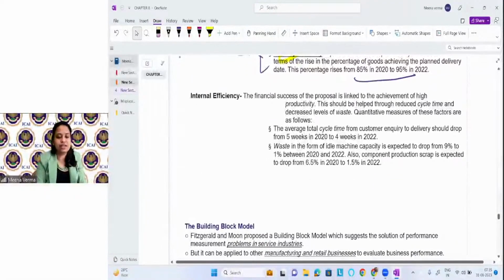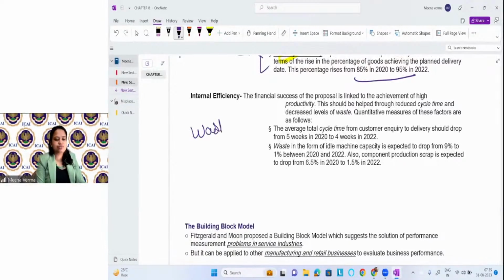Now, if you see internal efficiency, it will talk about reduction of waste. It will talk about improving the productivity, total cycle time. So you can see here, they have actually talked about the total cycle time, that it is improved. It is dropped, right? Waste, they are talking about the waste also. And they are talking about the productivity also. So they have talked about all these 3 points.